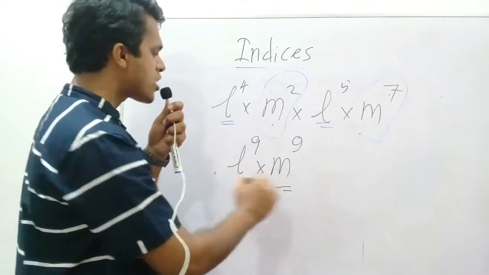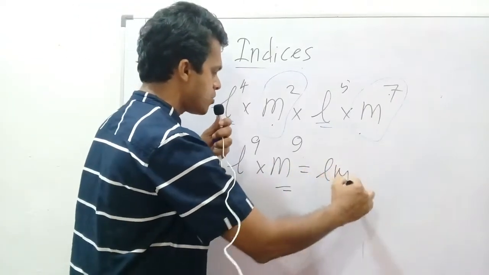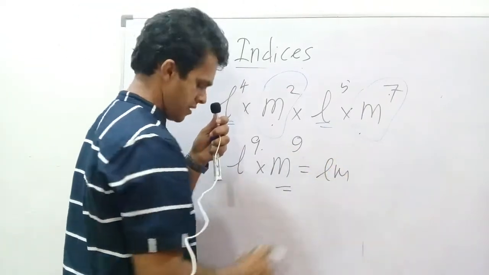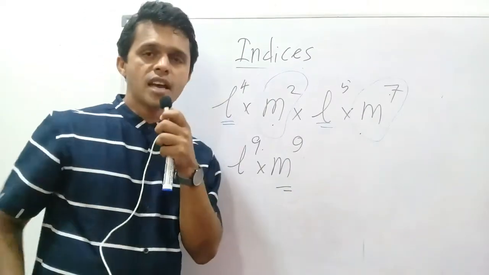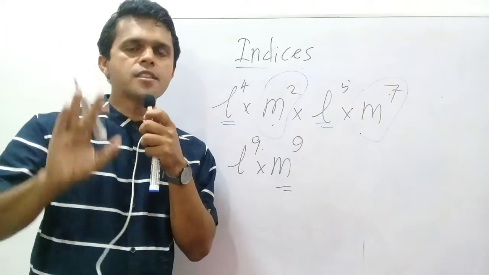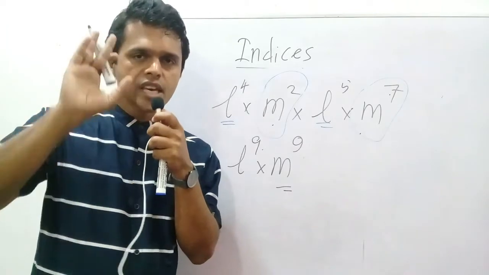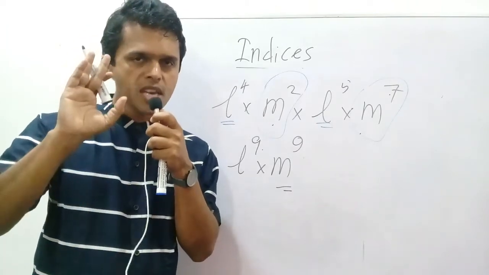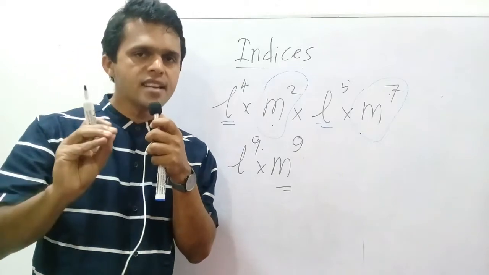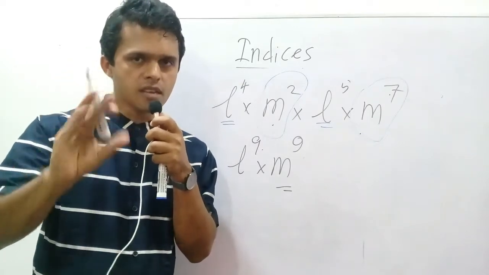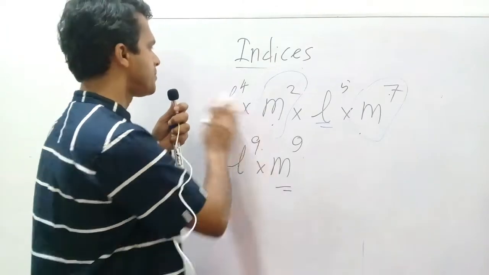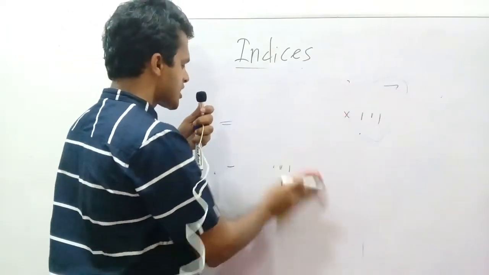You cannot write that lm to the power 9 plus 9, 18. No, you can't. This is the answer. Now you know that when the base is equal, indices should be added. To be added, the bases of the indices should be equal. Okay. Next one.